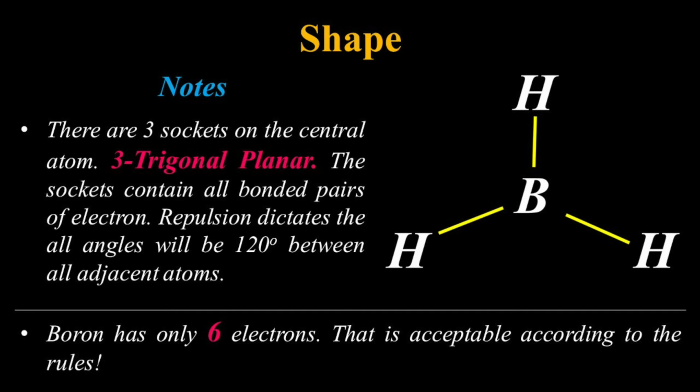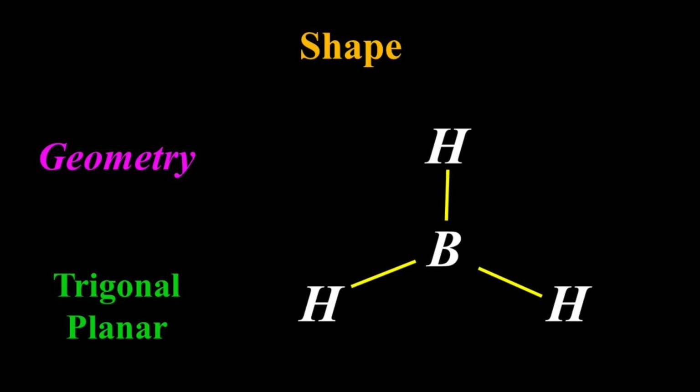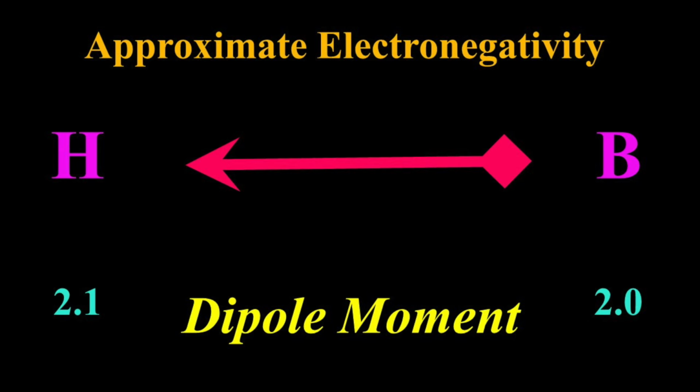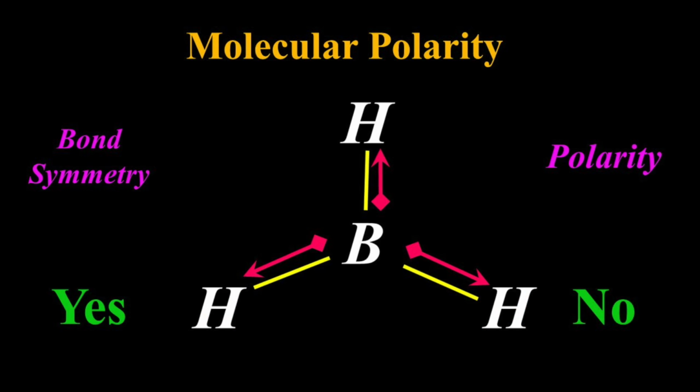Boron has only 6 electrons. This is acceptable to the rules because, again, boron is a metalloid. It's not a nonmetal. There's the geometry, trigonal planar, and the dipole moments will cancel. The dipole moments will cancel. There they are. They cancel. Bond symmetry, yes. Polarity, no.